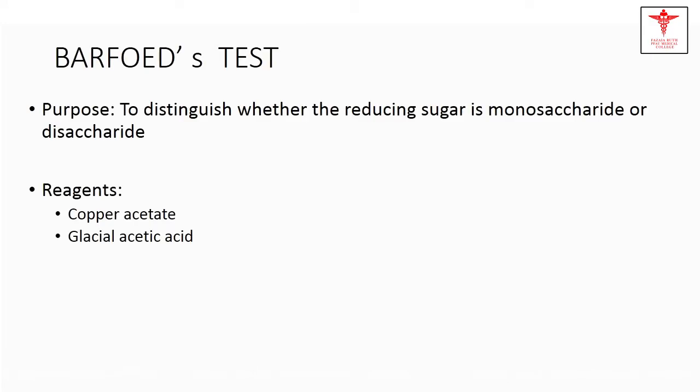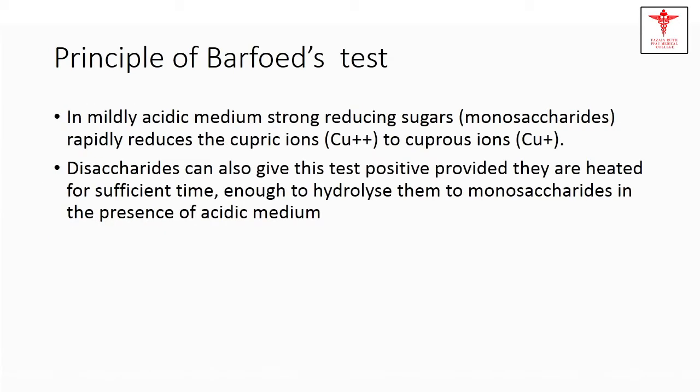Barfoed's test. The purpose of performing this test is to distinguish whether the reducing sugar is a monosaccharide or a disaccharide. Reagents required for the test are copper acetate and glacial acetic acid. The principle of Barfoed's test is very much similar to that of Benedict's test, but with a few differences. In the Benedict's test, the medium was alkaline, but here the medium is mildly acidic. In the Benedict's test, the cupric ions were provided by copper sulfate, but here they will be provided by copper acetate.